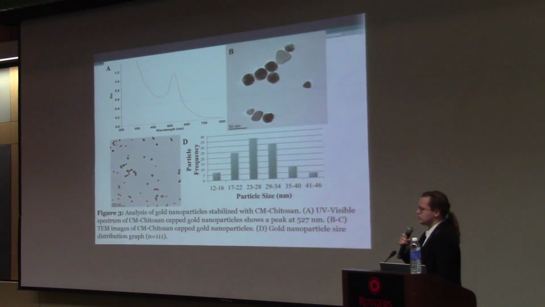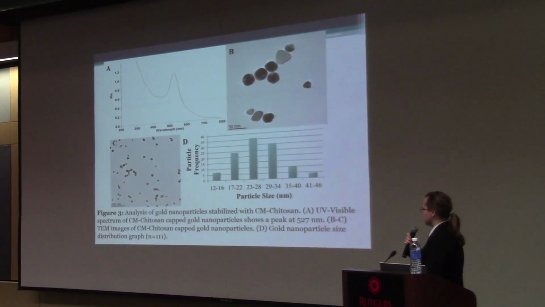I then synthesized gold nanoparticles by using chloroauric acid and capped them with carboxymethylchitosan. I used UV-visible spectroscopy to confirm the presence of the gold nanoparticles in the solution. As you can see here, there was a peak at 527 nanometers, which typically indicates that gold nanoparticles are present. I also wanted to visually confirm this, so I performed transmission electron microscopy, and at a high magnification, you can see the gold nanoparticles have a typical spherical and dense morphology, while at a low magnification, you can see that they are present at a relatively high concentration in solution.